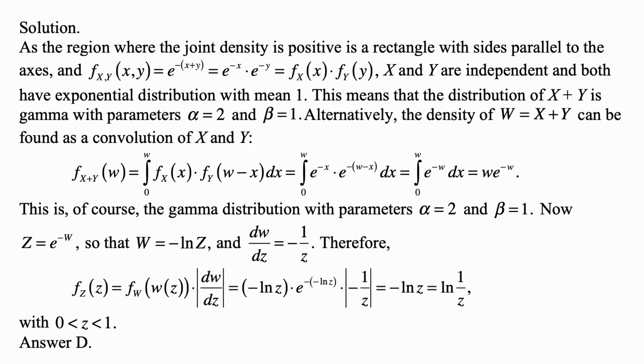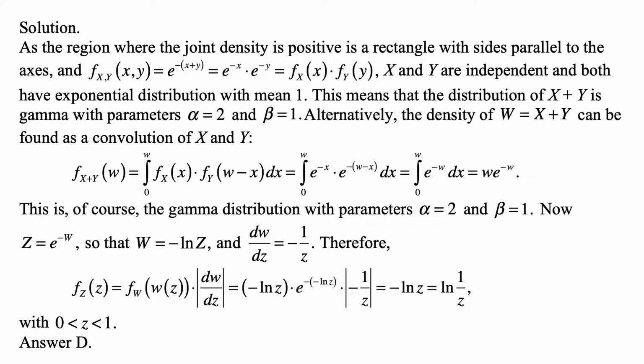This means that the distribution of x plus y is gamma with parameters alpha equal to 2 and beta equal to 1. Alternatively, the density of w equal to x plus y can be found as a convolution of x and y. f sub x plus y of w is equal to the integral from 0 to w of f sub x of x times f sub y of w minus x dx. That's the integral from 0 to w of e to the minus x times e to the minus (w minus x) dx. And that just simply equals the integral from 0 to w of e to the minus w dx, and that's equal to w e to the minus w.